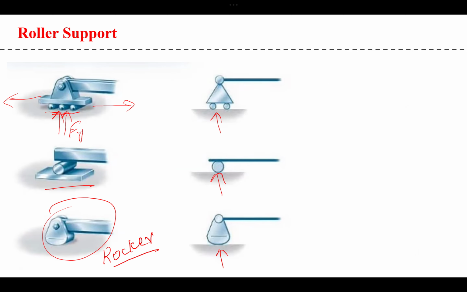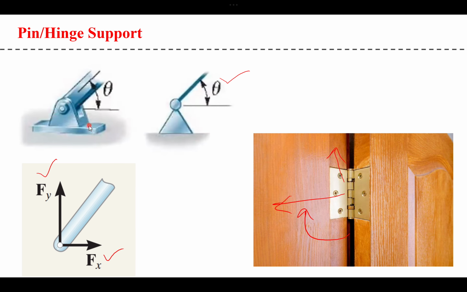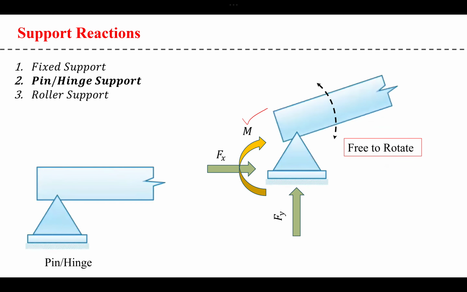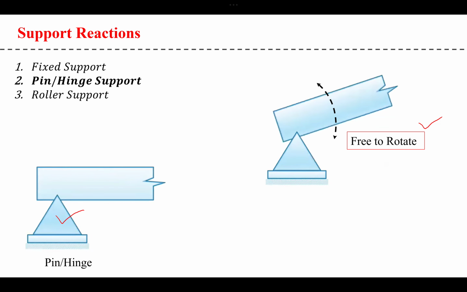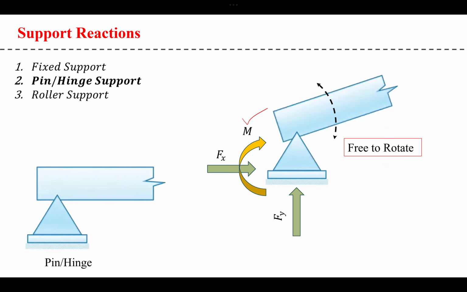So in fixed support, you have all three reactions. There is no displacement, no rotation. You will have a force parallel to the surface, you will have a force perpendicular to the surface, and you will have a moment that will try to stop any rotation in the fixed support. In case of pin support, the moment will not be there because it is free to rotate, so there will be no reaction moment.